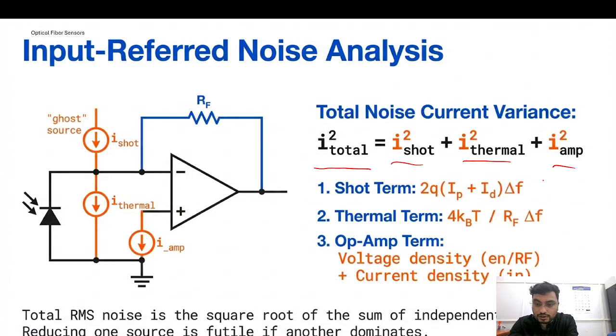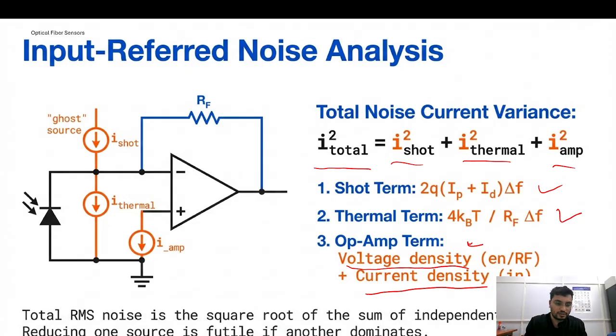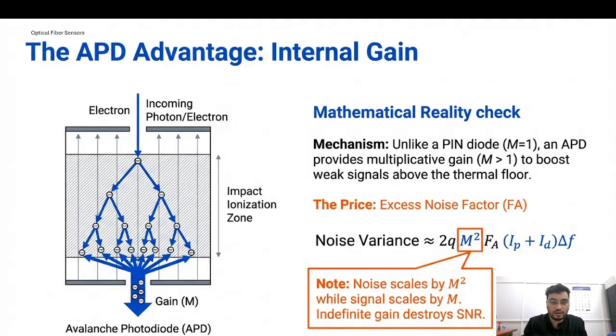We have discussed the shot noise, the thermal term, then the op-amp term, which depends on the voltage density and current density as well. The total root mean square noise is the square root of the sum of the independent variances. Reducing one source is futile if another dominates. So this is the total noise analysis which I am recapping here.